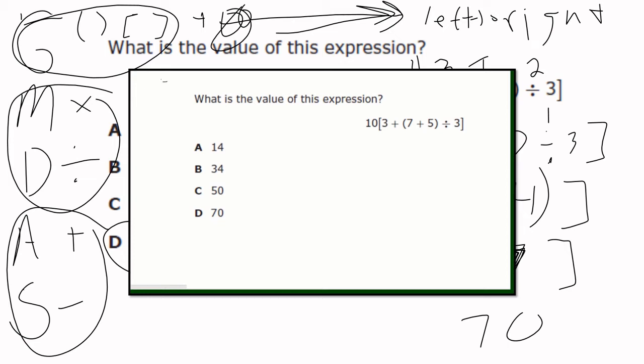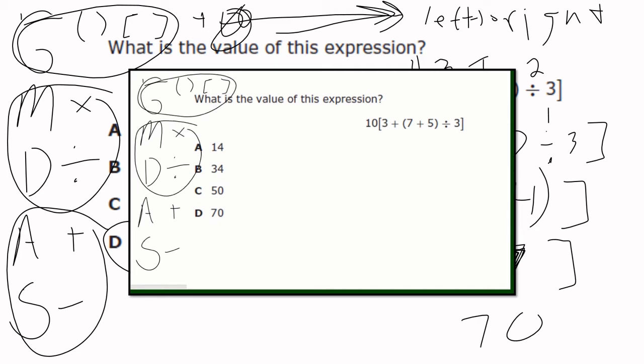So let's start with Granny, right? That's grouping. That's parentheses and brackets. Makes, that's multiplication. Delicious, that's division. Apple, that's addition. Strudel, that's subtraction. Granny Makes Delicious Apple Strudel. Granny comes first, right? Multiplication and division comes second. Addition and subtraction comes third.